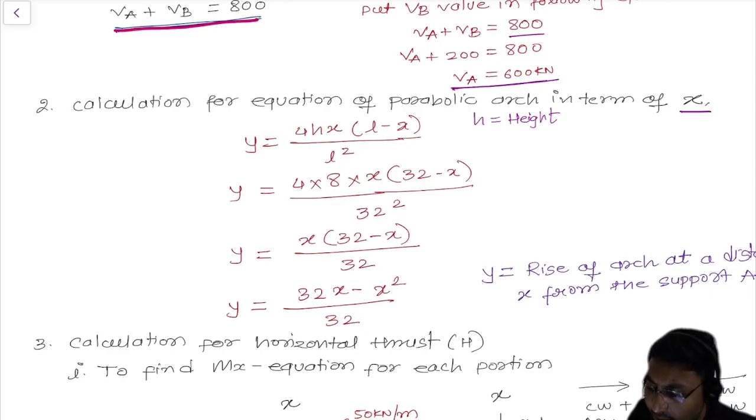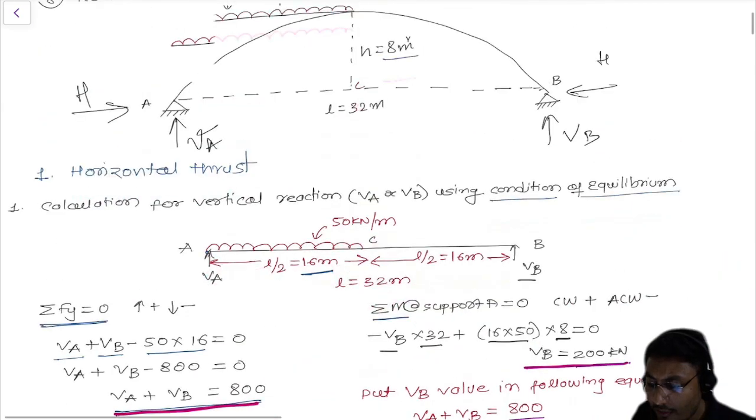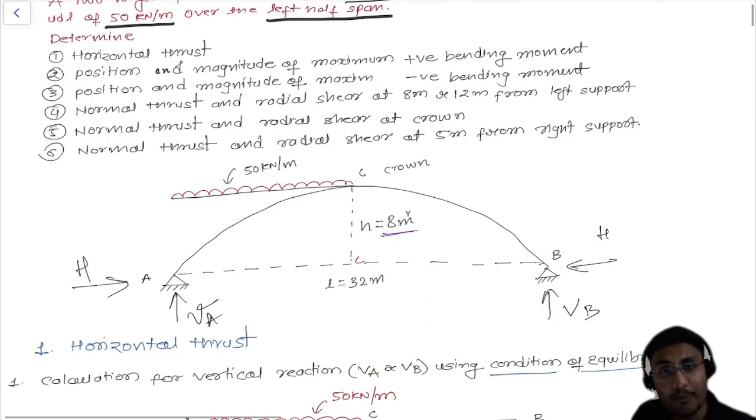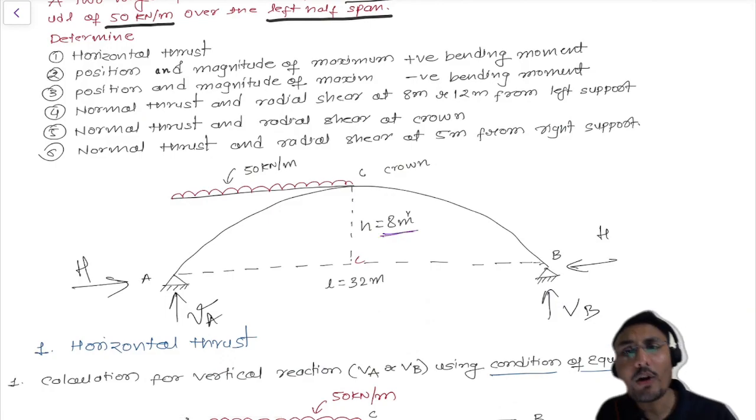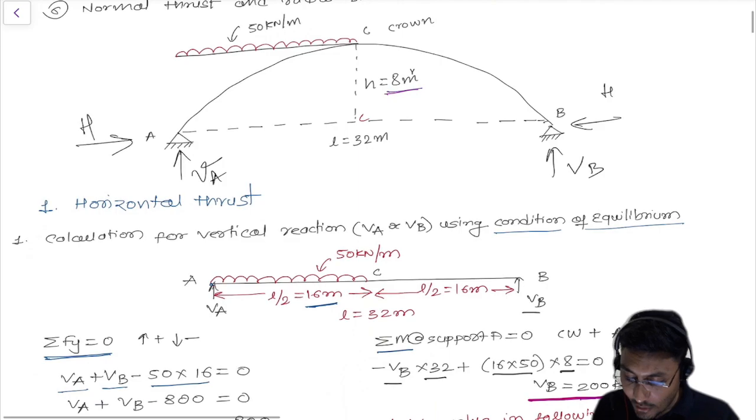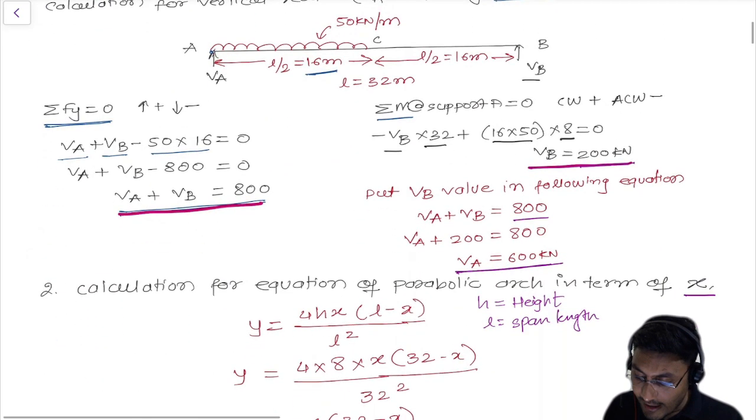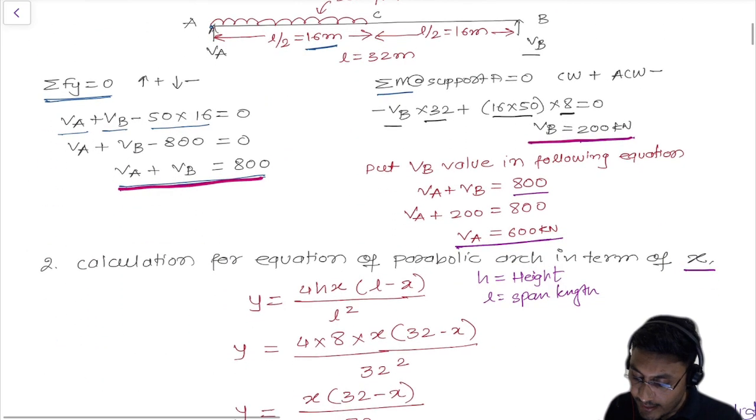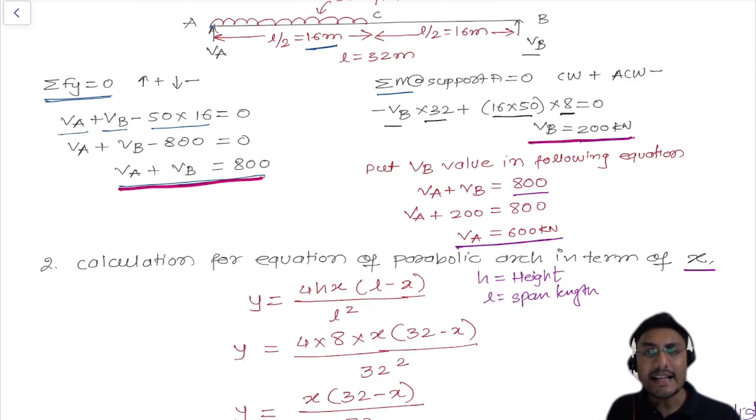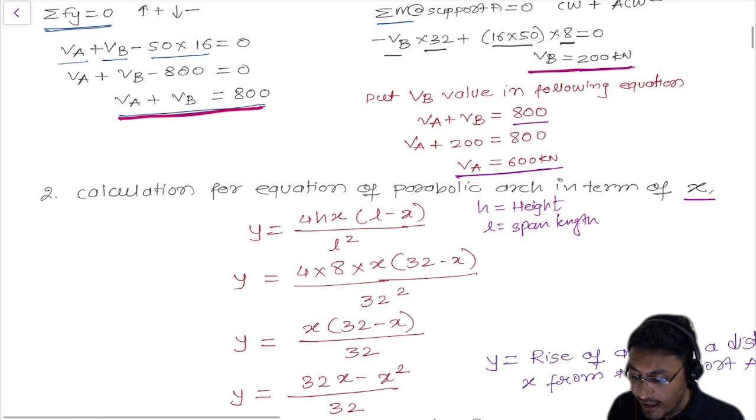Okay, L defines the span length, right? Understood? So what we have to do is y equals 4 into what is the value of h over here? So see, we have the value of h as 8 meter. So let's put h equals 8 meter over here. We are just putting h equals 8 here into x, just keep x as it is, into L value, which is 32, minus x, divided by 32 square.